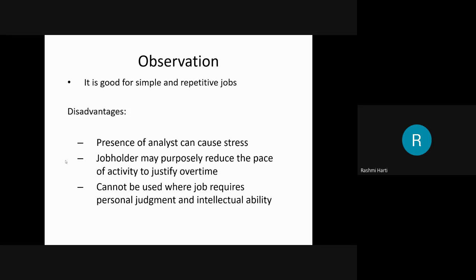Then the job holder may purposely reduce the pace of activities to justify overtime. Sometimes the employee may think, I am being observed because the management thinks that I am purposely delaying things, and probably I am not working well. So he thinks, okay, let me put forth a slow pace and try to gain overtime. Try to work overtime, show that I am working too much, and then also get the amount of overtime.